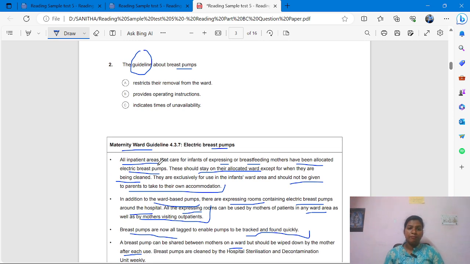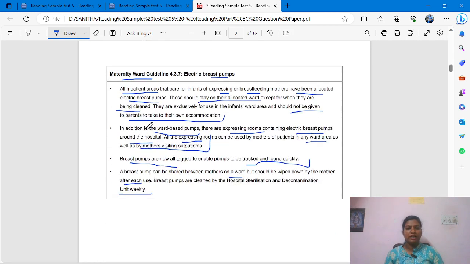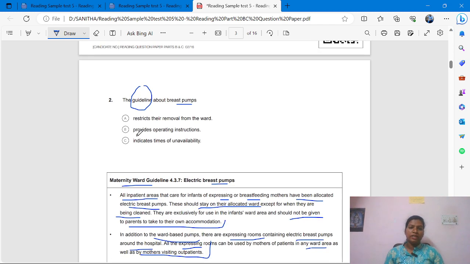These breast pumps are already provided in inpatient areas that care for infants of expressing or breastfeeding mothers. And the second one is saying, in addition to ward-based pumps, there are expressing rooms containing electric breast pumps. See what it is saying: restricts their removal from the ward. Yes, something is saying restricts their removal from the ward.